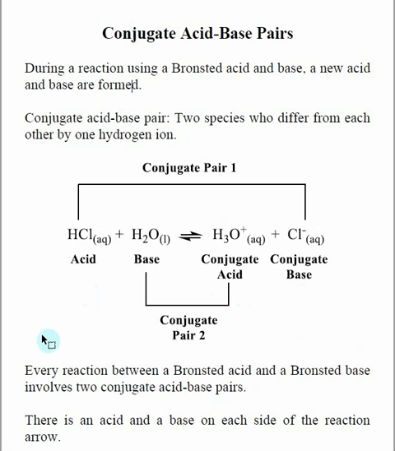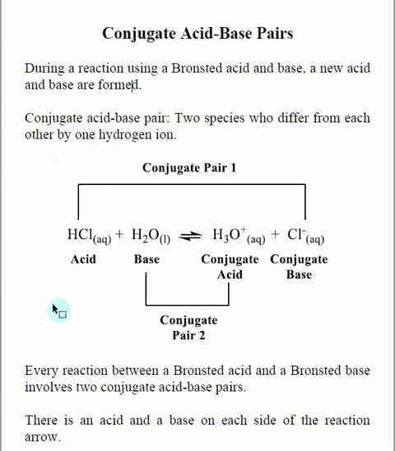So they typically tend to link these two things together by calling them a conjugate acid-base pair. So on the left-hand side of the arrow, the acid becomes a conjugate base on the right-hand side of the arrow, and likewise, the base on the left-hand side of the arrow becomes a conjugate acid on the right-hand side of the arrow. So these two species are actually linked together by what's called being a conjugate acid-base pair.